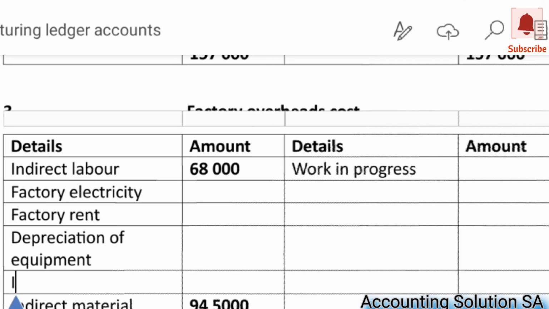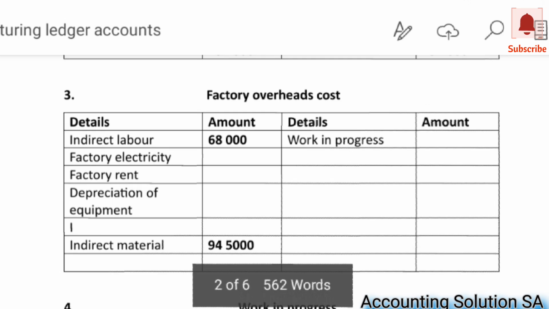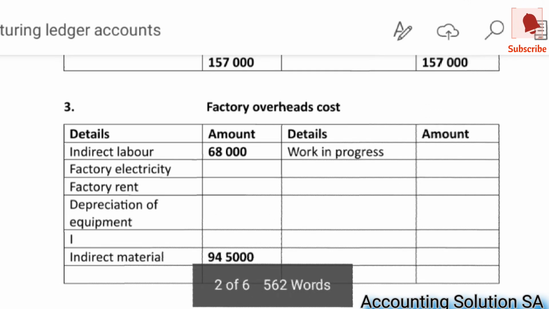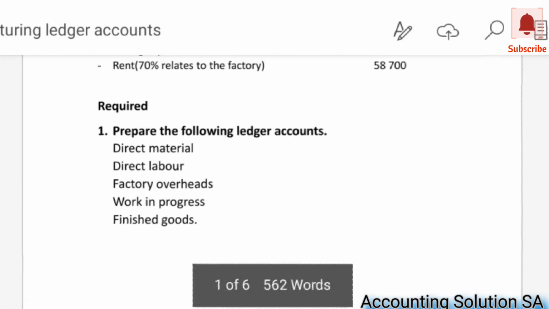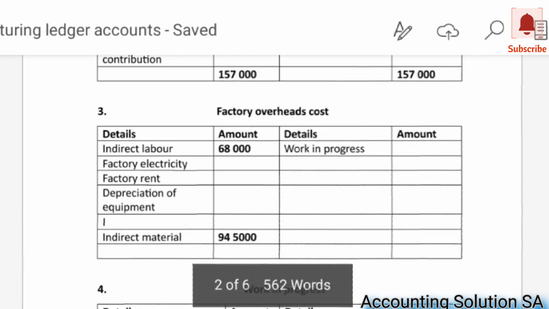Okay, now let's take another transaction. Order doesn't matter, guys. In this case, you can start with indirect material, you can start with indirect labor, or you can start with depreciation. It doesn't matter, as long as it forms part of what? Indirect cost. Now let's check maintenance. Maintenance has been written, which means that yes, it does form part of indirect cost. It's 20,500 maintenance.